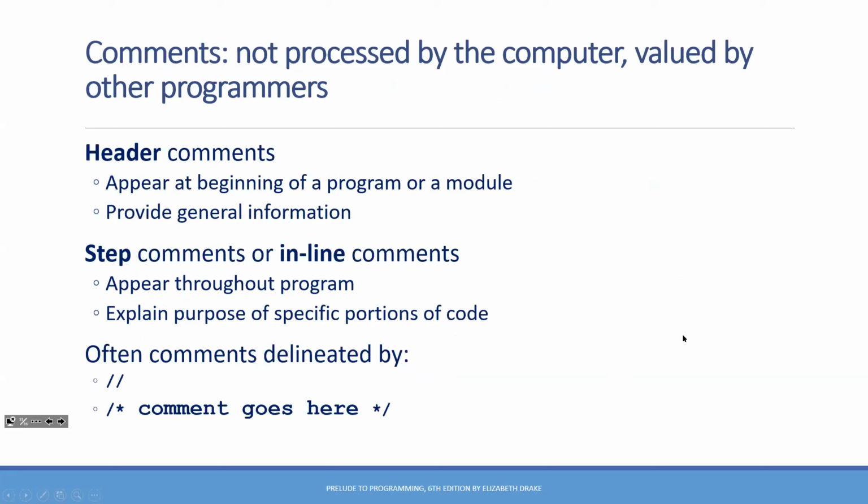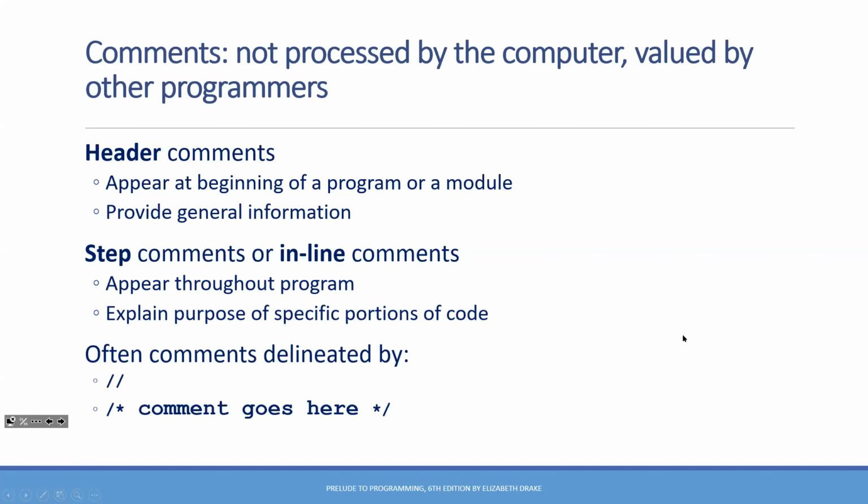Now, what kind of comments do we want in our code? Well, there's two main kinds. First, I would like header comments. These are comments that appear at the beginning of a program, like this program is designed to convert Celsius to Fahrenheit, or Fahrenheit to Celsius, or whatever its purpose is. We might even say it was developed in the year 2020, by so-and-so, but it provides some general information about what the program is. That's a header comment. Then step comments or inline comments are comments that are just scattered throughout your code that just tell people what is going to happen.